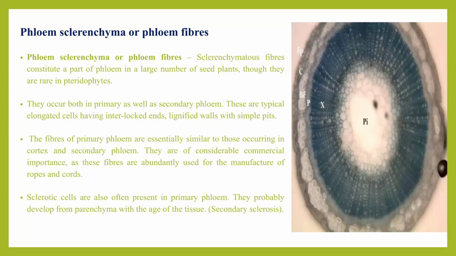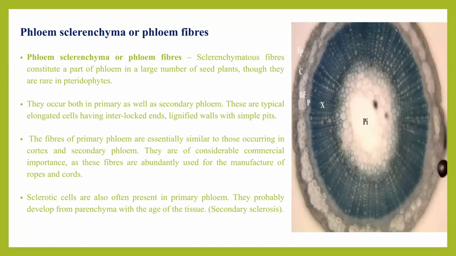So phloem fibers, these are the dead cells, and they are the sclerenchymatous fibers, and generally these are seen in the angiosperms and rarely in pteridophytes also, and they occur in primary and secondary phloem. These are typically elongated cells having interlocked ends, and here mainly lignified walls with simple pits are seen. So these fibers of primary phloem are essentially similar to those occurring in the cortex.